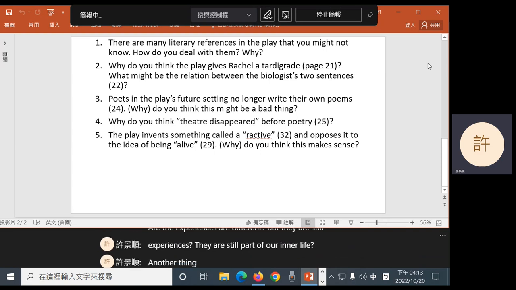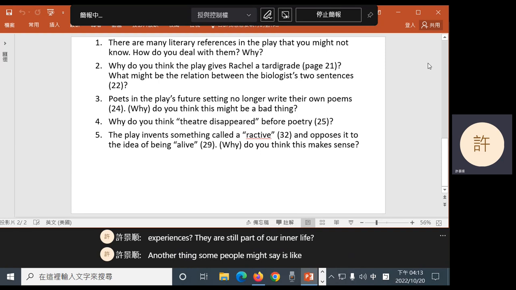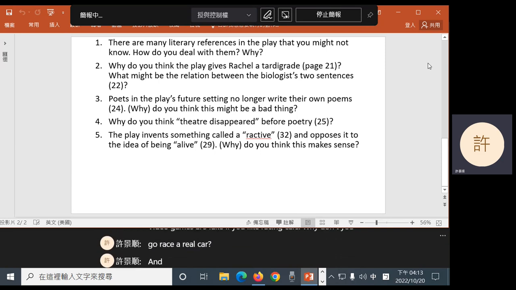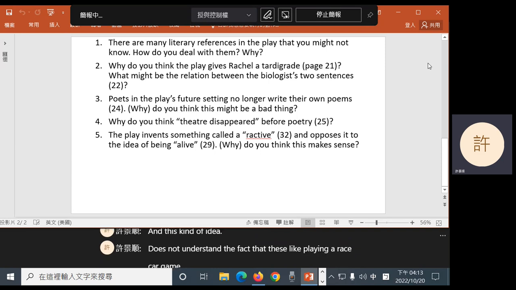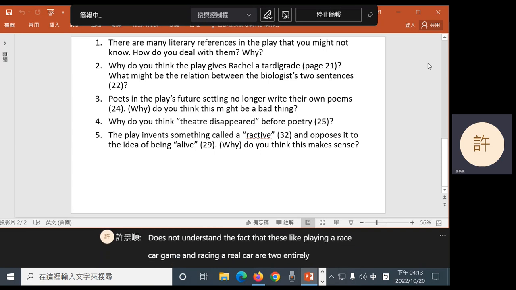Another thing some people might say is that video games are fake. If you like racing cars, why don't you go race a real car? This kind of idea does not understand that playing a race car game and racing a real car are two entirely different experiences, and that each experience can be valuable for itself. The race car game is not a fake version of driving a race car. It's a game. And humans have been playing games since before history.